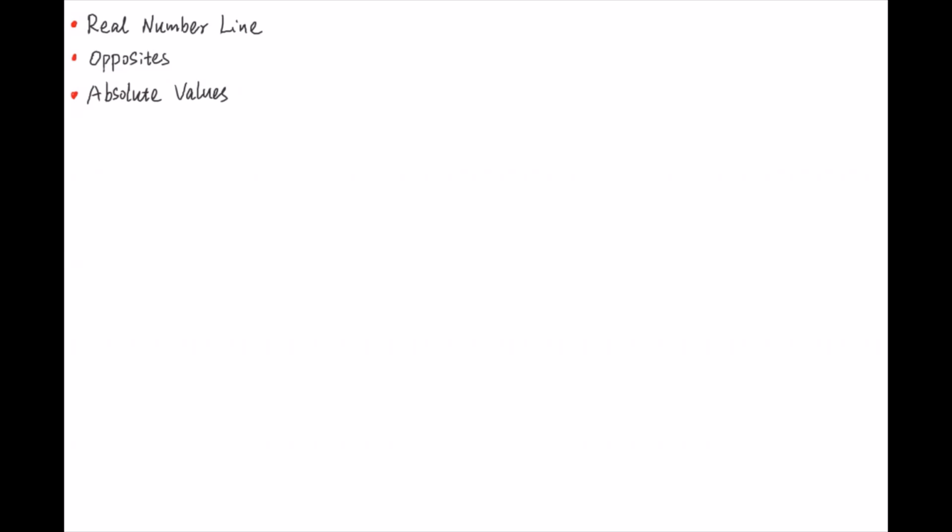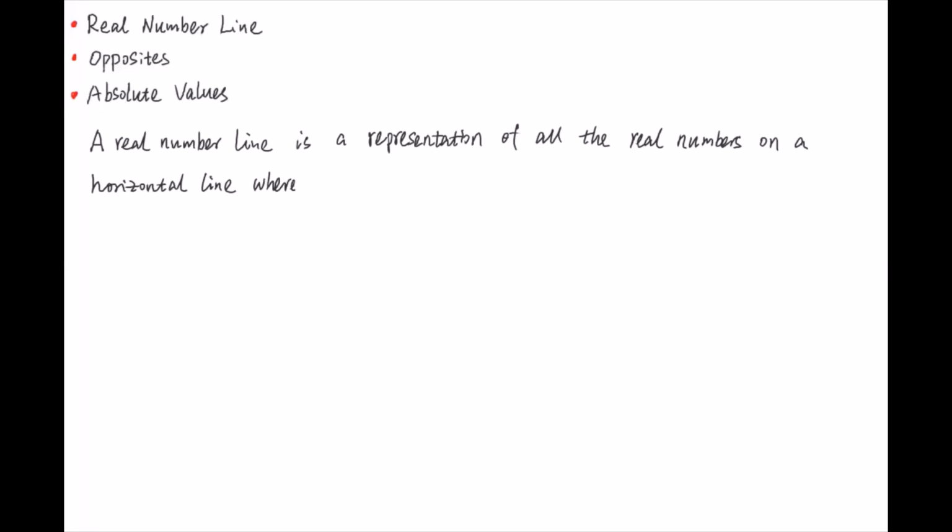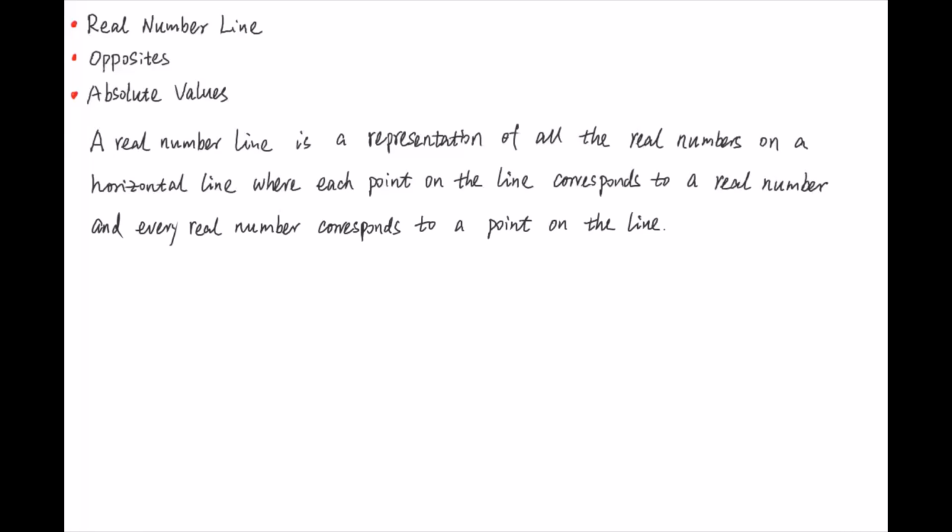In this video, we'll be talking about real number line, opposites, and absolute values. A real number line is a representation of all the real numbers on a horizontal line, where each point on the line corresponds to a real number, and every real number corresponds to a point on the line.